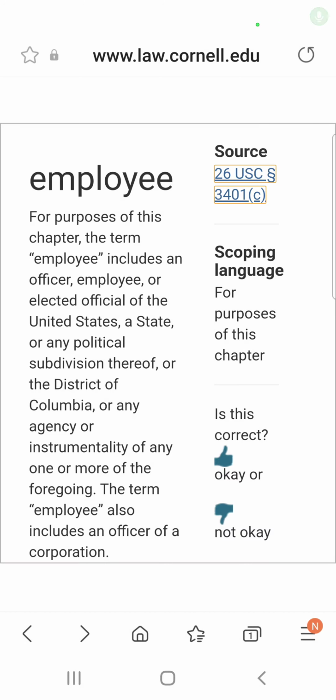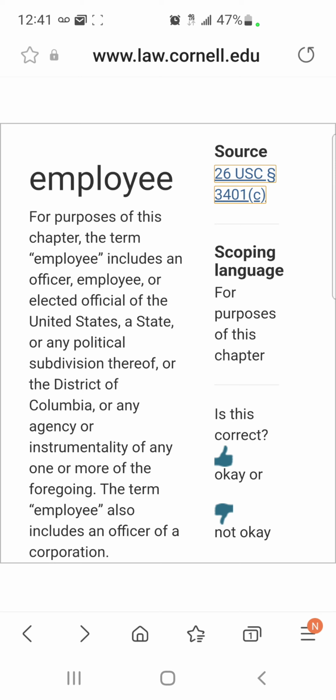We're back at it again, coming to y'all, expressing some more interesting details about the Internal Revenue Service. It says an employee for the purpose of this chapter: the term employee includes an officer, employee, or an elected official of the United States, a state, or any political subdivision thereof, or the District of Columbia, or any agency or instrumentality of any one or more of the foregoing. The term employee also includes an officer of a corporation. All right. So there you go.